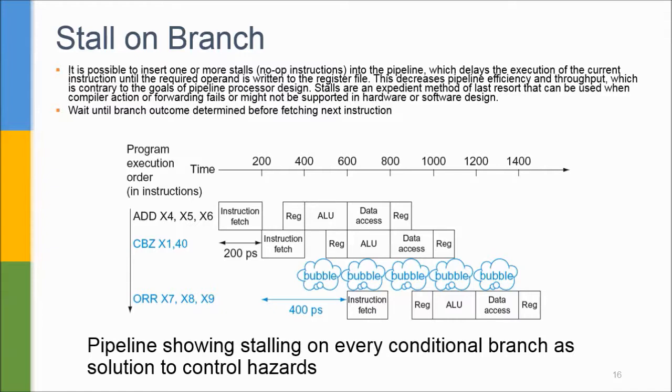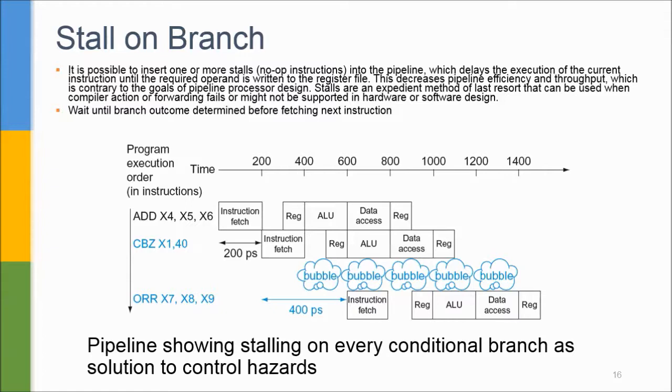To avoid such hazards, it is possible to insert one or more stalls into the pipeline, which delays the execution of the current instruction until the required operand is written to the register file. This decreases pipeline efficiency and throughput, which is contrary to the goals of pipeline processor design. Stalls are an expedient method that can be used when compiler actions or forwarding fail or might not be supported in hardware or software design.